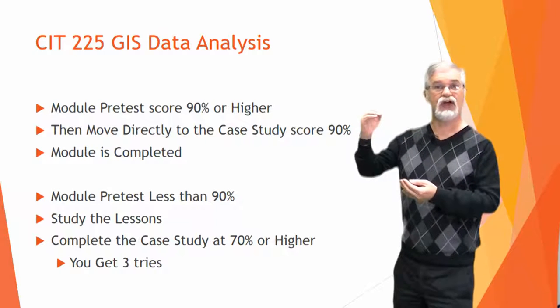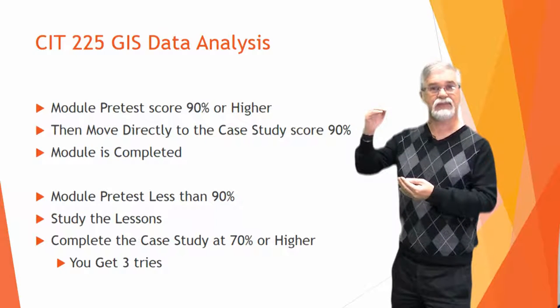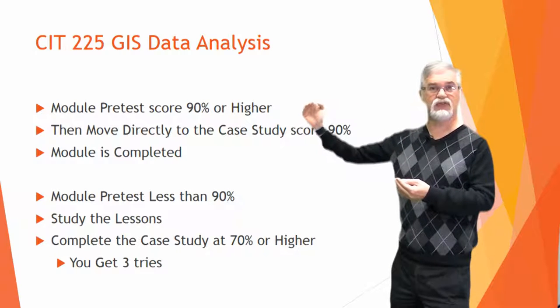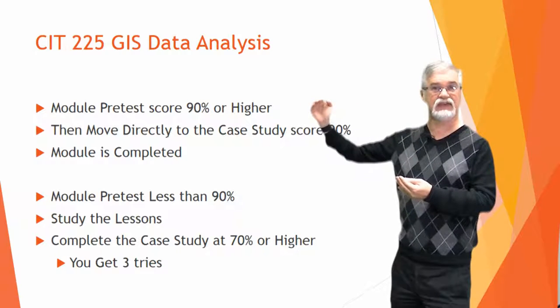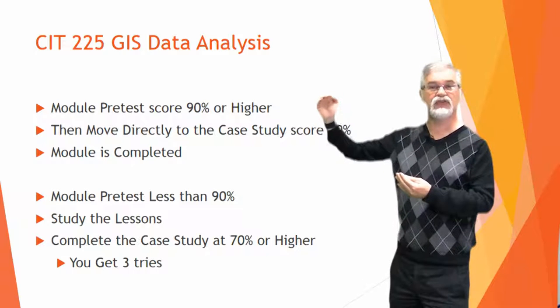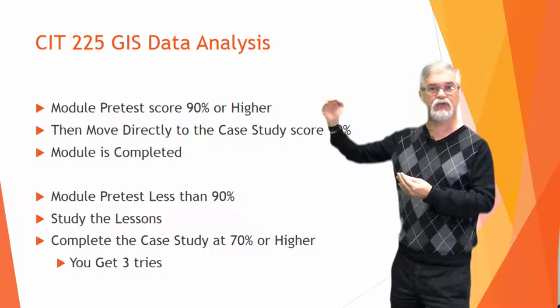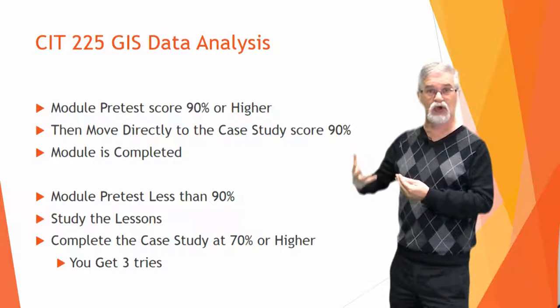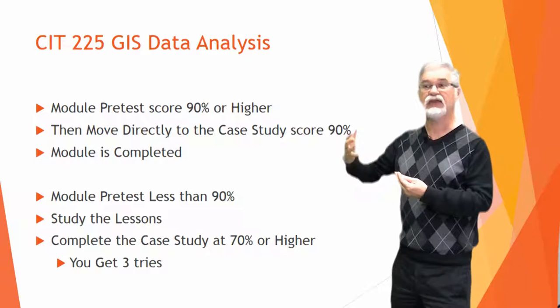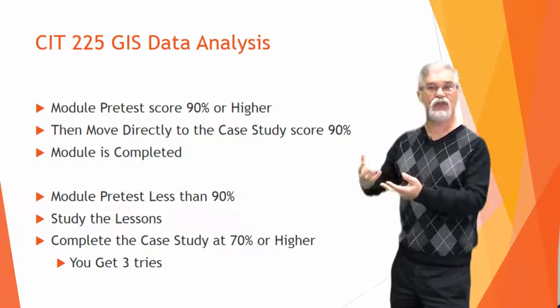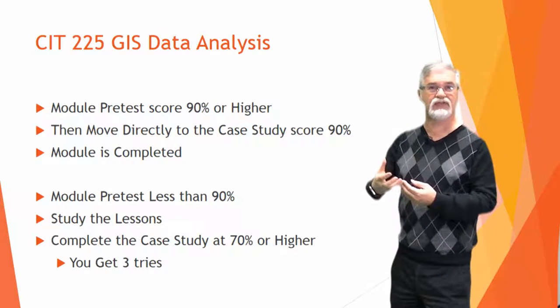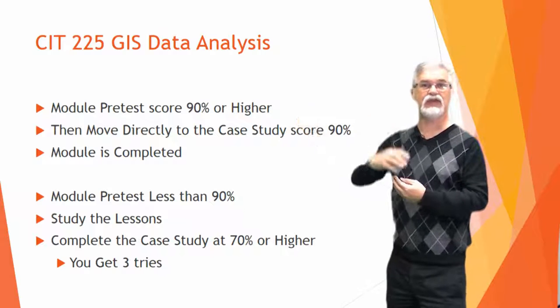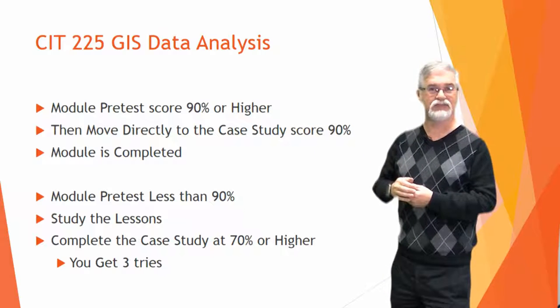So with 90% on the test, you move directly into the final assessment, which is a case study. Module 1 has two case studies you have to complete. Each of those case studies is graded at a 90% level. There's a rubric already in the case study telling you exactly what I'm looking for. And you'll be able to say, I know that material. I don't have to go through all those lessons that you have. I'm ready to go directly into the next module.